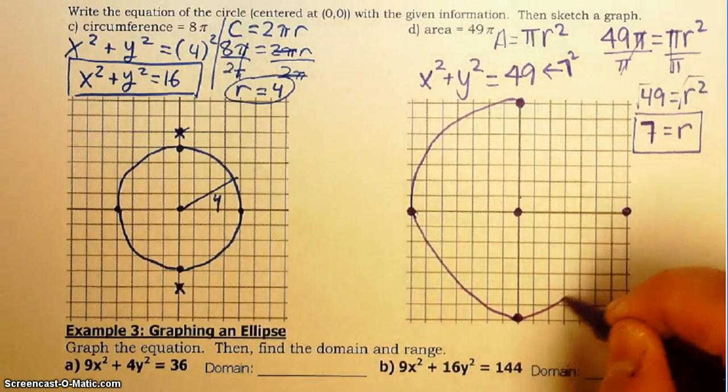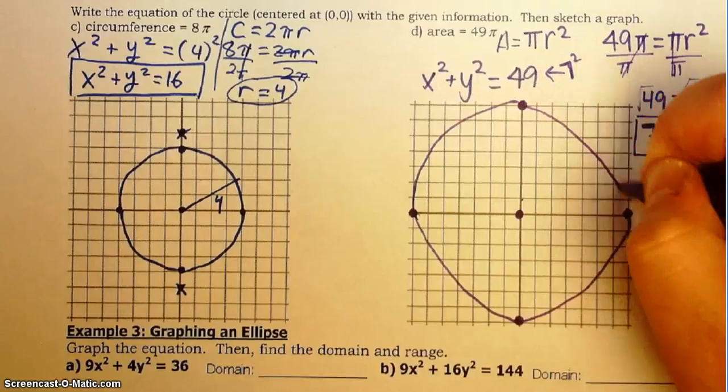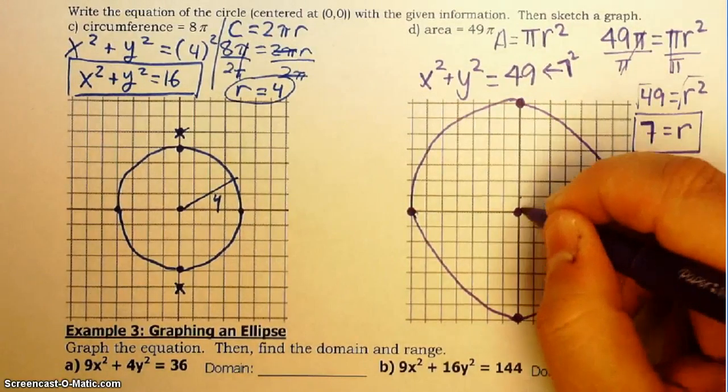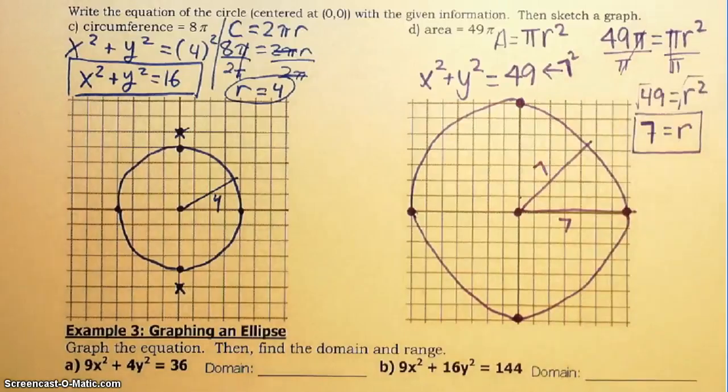That looked really bad, sorry. And if you'd like to, these segments, that's 7. That segment, if I drew it in there, radius is 7 anywhere around the circle there. And we're going to move on to example 3.